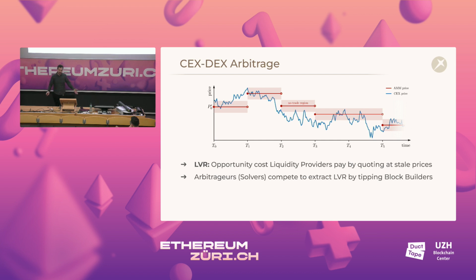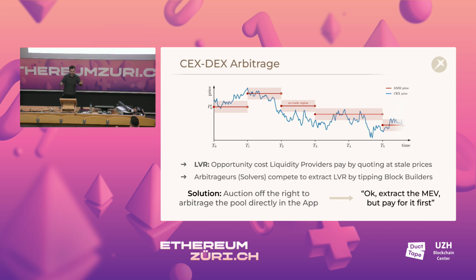So how can we solve this problem? I mean, batch auctions are not a solution for this. You can say, for example, just don't trade. I mean, that's a basic solution. Or you can say, don't trade if the price difference is too high. You can do that by introducing an off-chain element in your architecture. But you can also say, auction off the right to arbitrage the pool, directly in the app. So it's like basically saying, okay, you can extract the MEV, but you have to pay for it first.